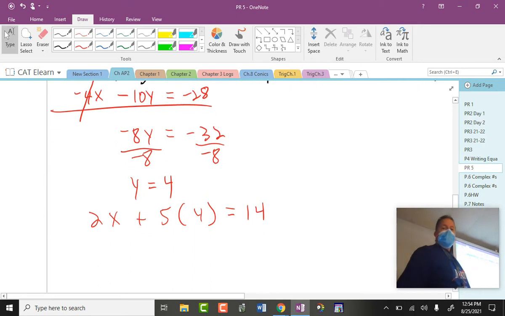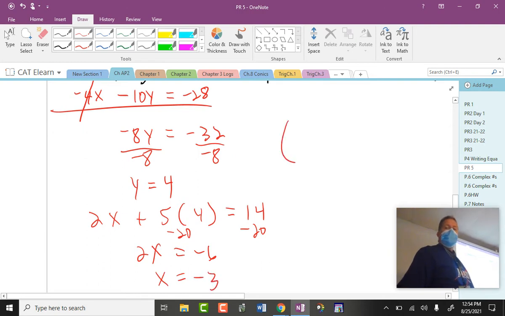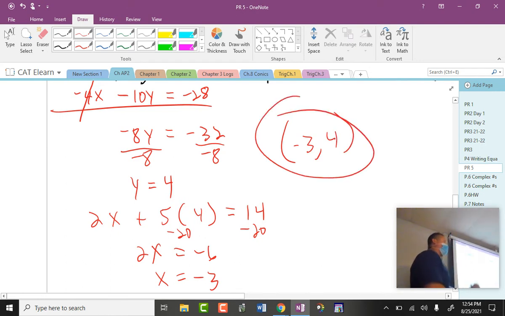Super simple, super basic day, half of your homework. By the way, this is 20, so we should know that subtract 20. And then x equals -3. But I want you to make it a coordinate. Please don't write y comma x. It's x comma y. X is -3, y is 4.